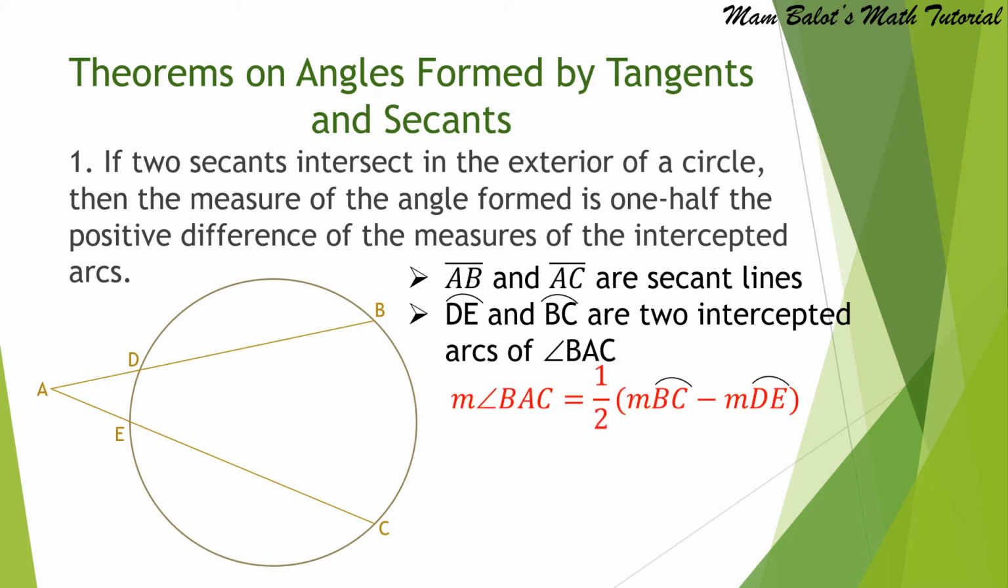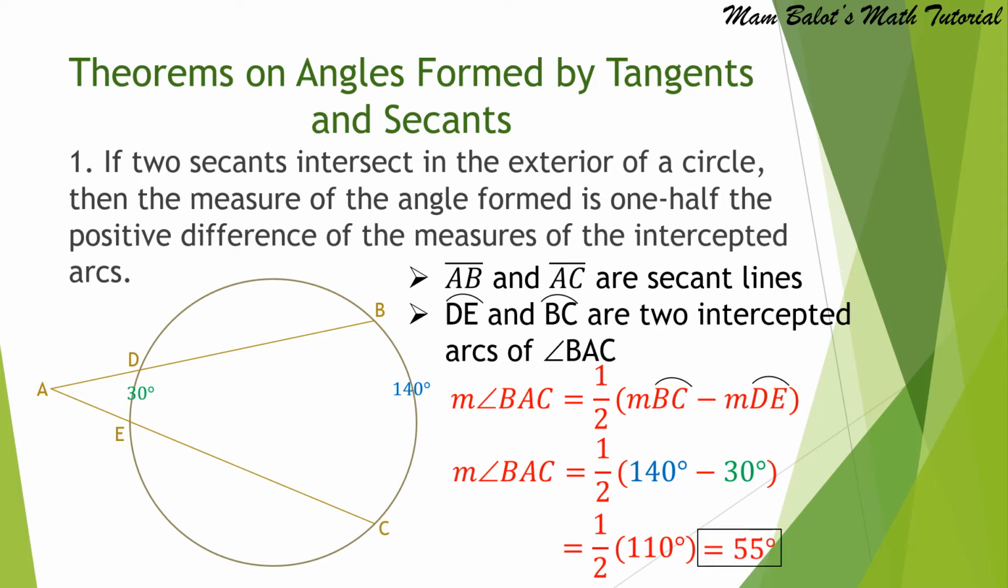Then we can say that the measure of angle BAC is equal to 1/2 of the measure of arc BC minus arc DE. So for example, if your arc BC measures 140 degrees and arc DE measures 30 degrees, then the measure of angle BAC can be computed as 1/2 times 140 minus 30 degrees. Computing further, we can have 1/2 times 110 degrees, which is equal to 55 degrees. Thus, the measure of angle BAC is equal to 55 degrees.